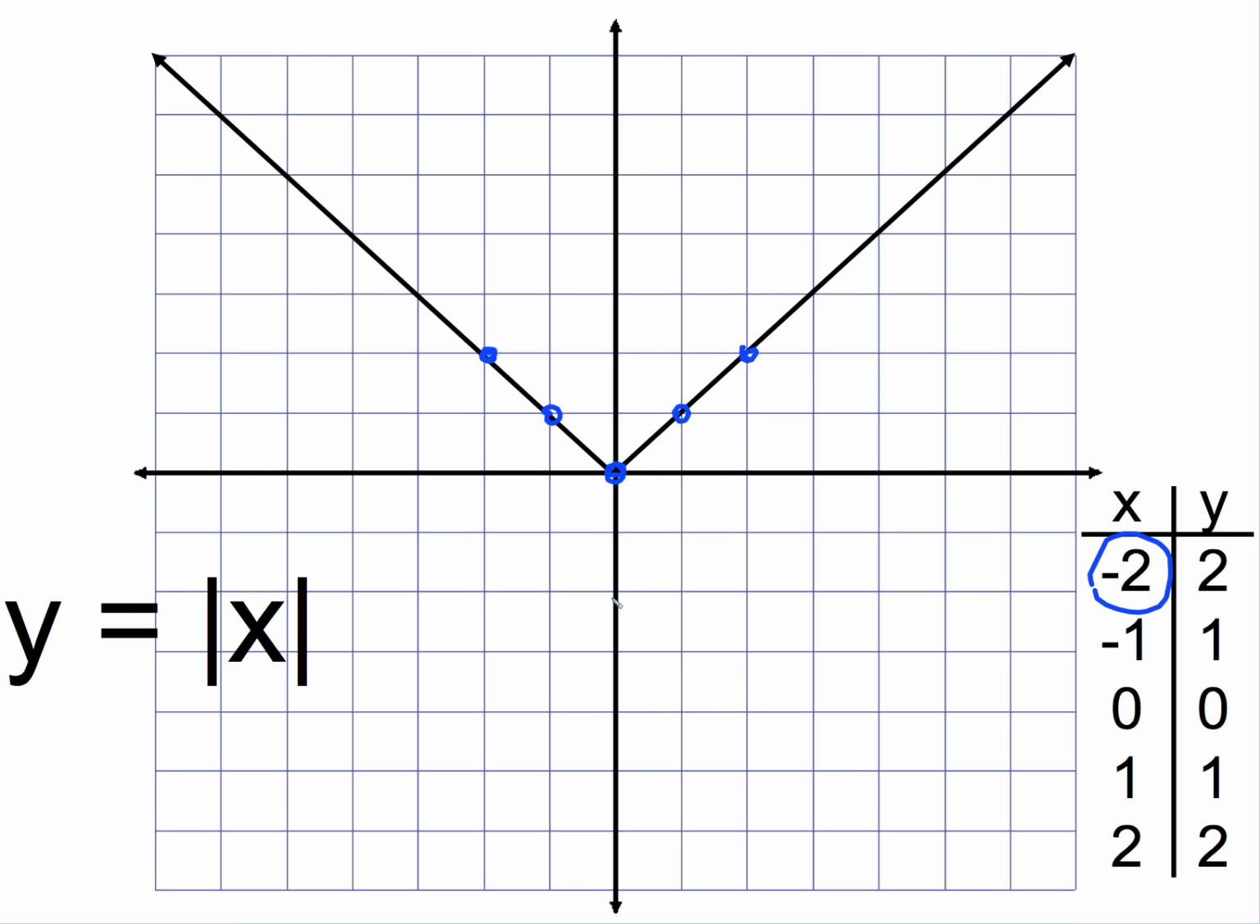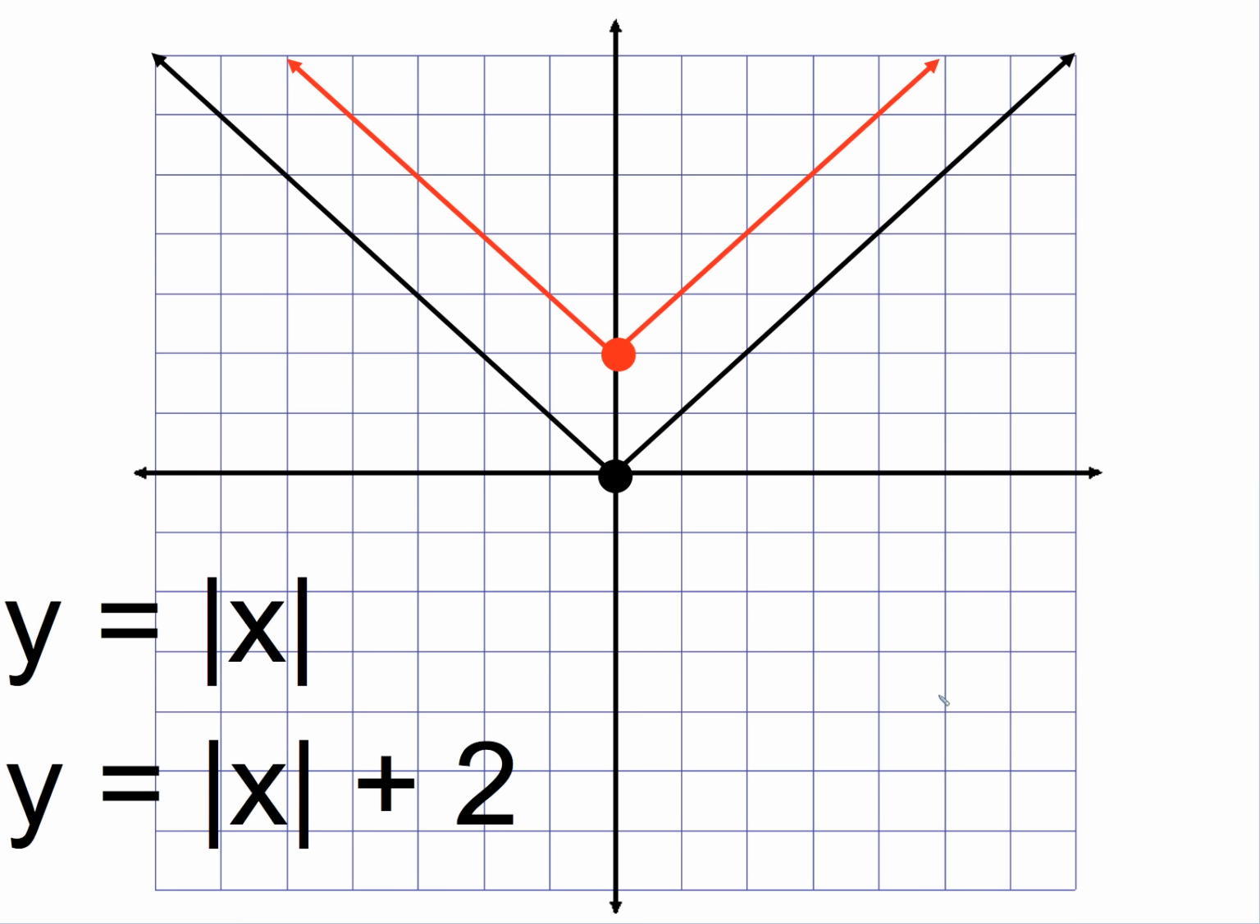Every graph that we create today is just going to be a translation of this graph, meaning it'll move up, down, left, or right, but it'll look exactly like this. All right, so let's look at the first example. Y equals the absolute value of x plus 2. Notice with this graph, since we have a plus 2, we moved up 2 points along the y-axis. Our starting point was here at the 0, 0, and we moved up 1, 2. It's the same exact graph, it's just a translation of that original one.